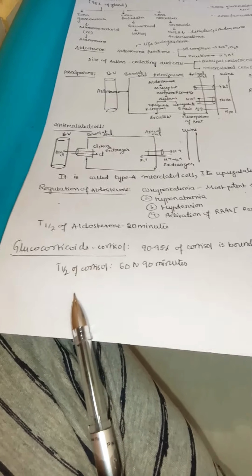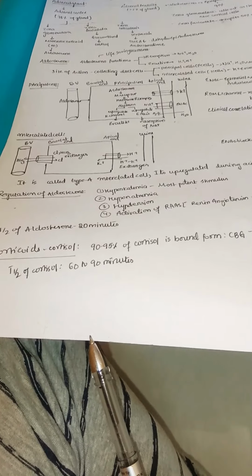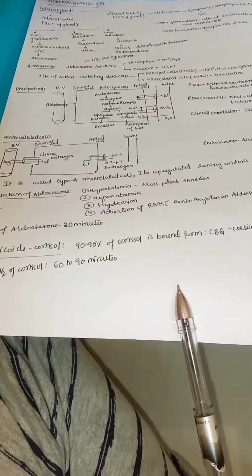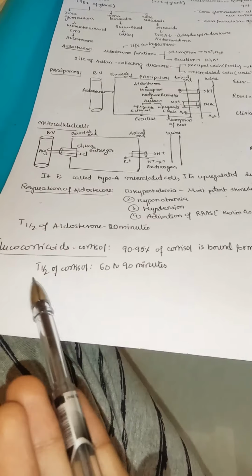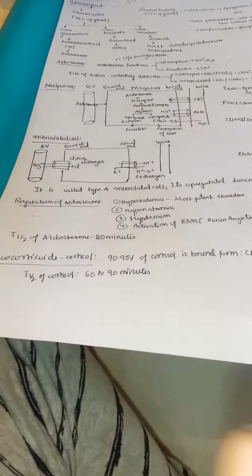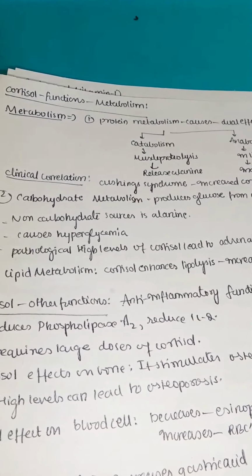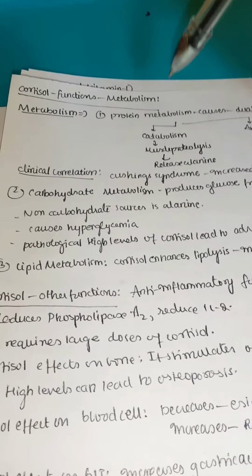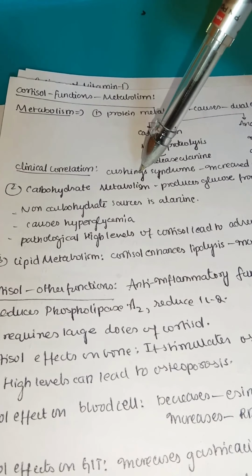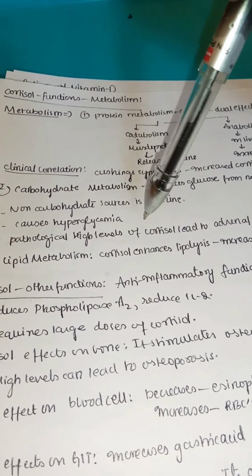And the half-life of cortisol is 60 to 90 minutes. This is important. So here you can see, as it is having most of the binding with the protein, it's always staying in the circulation, so it's having higher half-life when compared with aldosterone. Aldosterone half-life is just 20 minutes, but half-life of cortisol is 60 to 90 minutes. Now let us check out what are the cortisol functions in metabolism. So metabolism, of course, we have protein metabolism, carbohydrate metabolism, and lipid metabolism. So what cortisol is going to change in them, let us see.